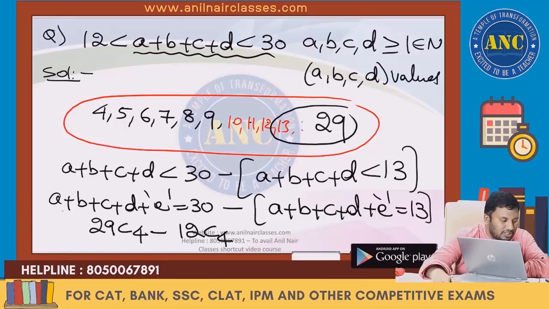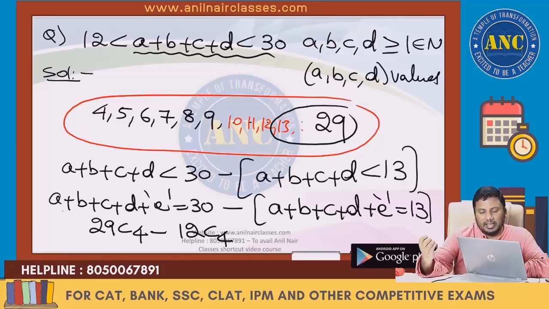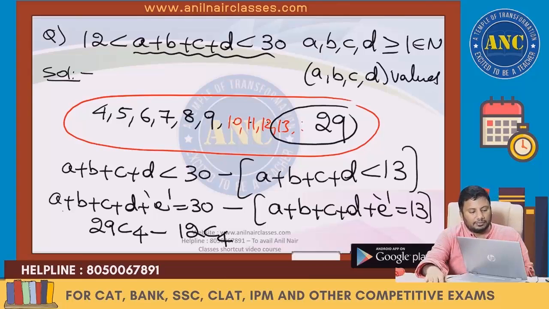29C4 minus 12C4. I hope, Chandu, you understood where the calculation mistake is for you. Right? I hope this idea is clear to you. Next question. Please write down. Idea is clear? Next one.